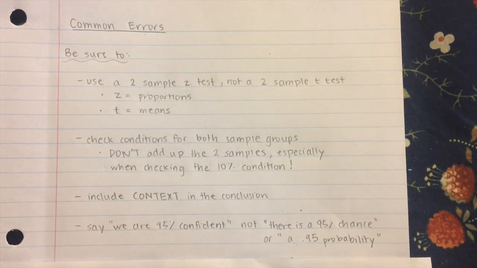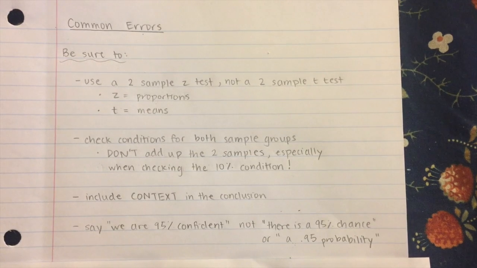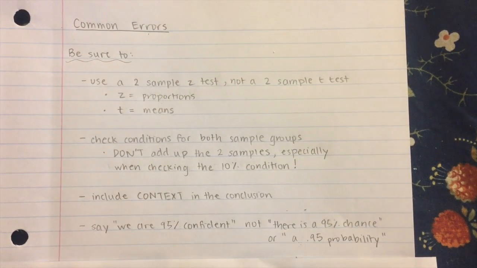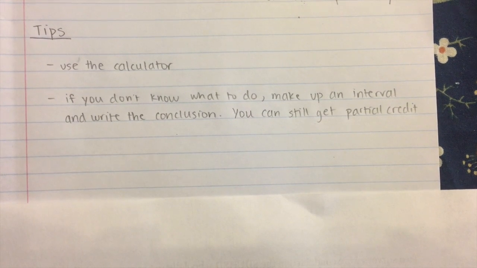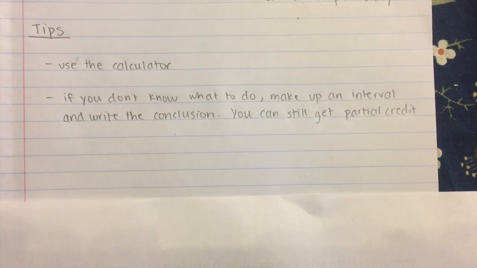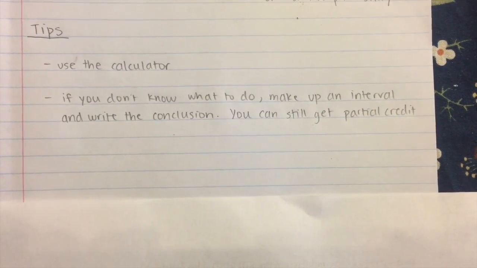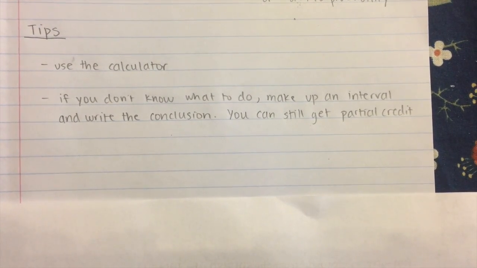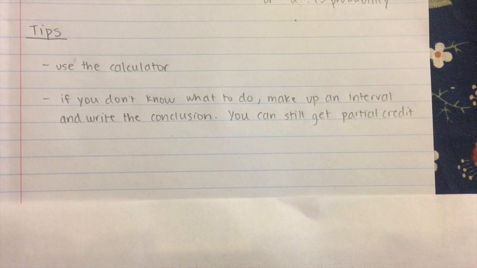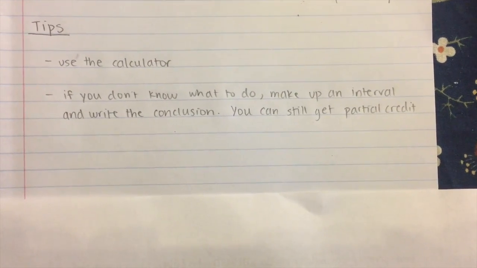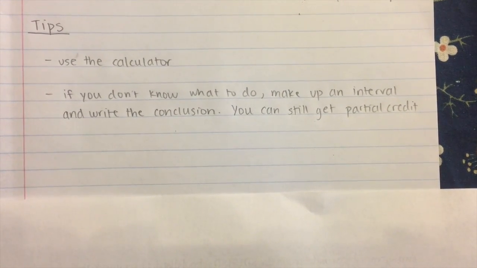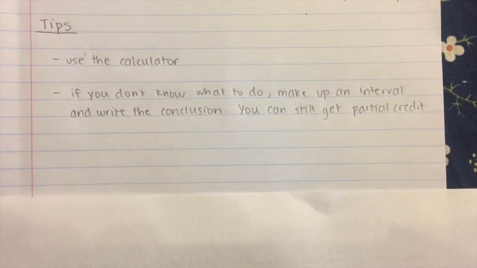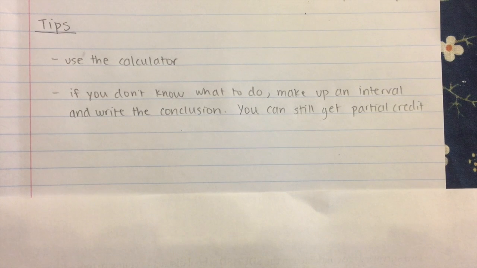And lastly, make sure that you are saying that you are 95% confident and not that there's a 95% chance or a 0.95 probability. Here are some quick tips to help you when you are trying to find these confidence intervals. So first is that using a calculator will definitely help you save time. But if you do, make sure that you show all of your work by writing down the z-star and how you got these sample statistics, like the different proportions and sample sizes. Doing so will make sure you get all your credit on the do section.